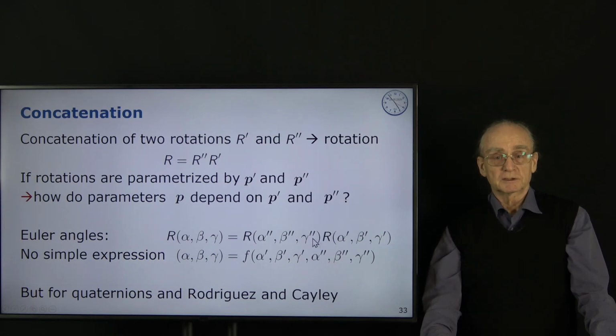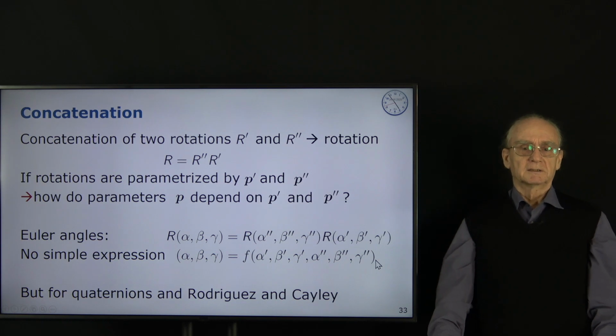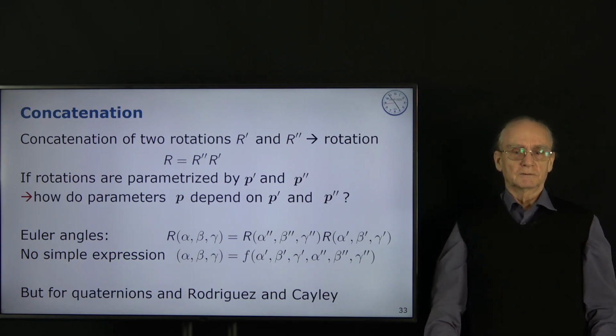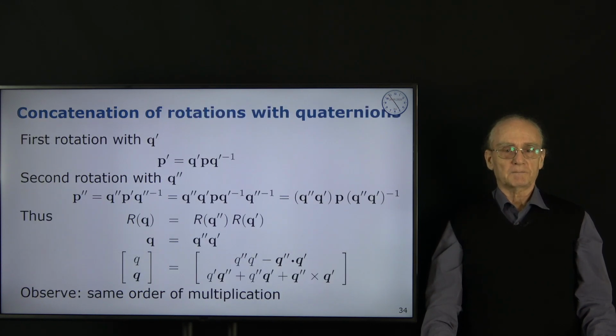We multiply these rotation matrices, we get a rotation matrix which depends on some parameters alpha, beta, gamma, which we would like to know. And the question is, is there a simple function f of the given 6 parameters? No, it doesn't exist. It's not a simple function. You can write it down, but it's very awkward. But such an equation for the parameters of the combined rotation exists for the quaternions, and of course then for the Rodriguez and the Cayley representations.